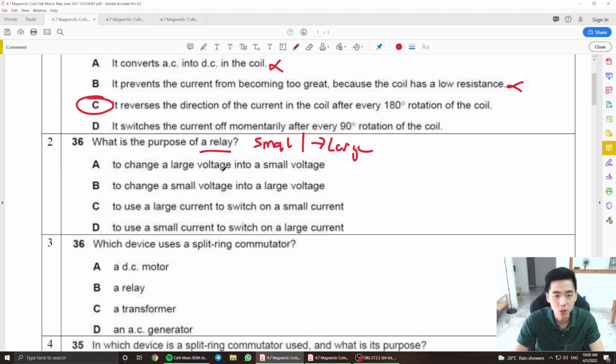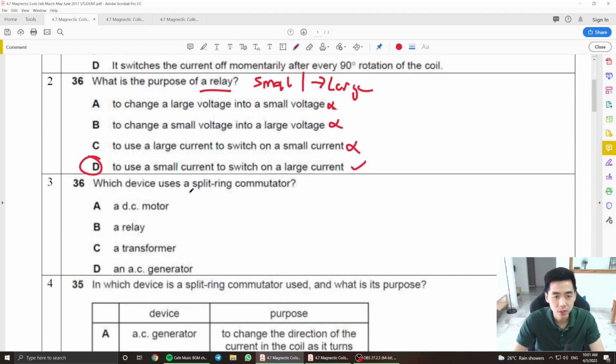So to change a large voltage into a small voltage, no, this is a transformer, right? To change a small voltage into a large voltage, no. To use a large current to switch on a small current, the opposite. To use a small current to switch on a large current, yeah guys. So D is the answer here.